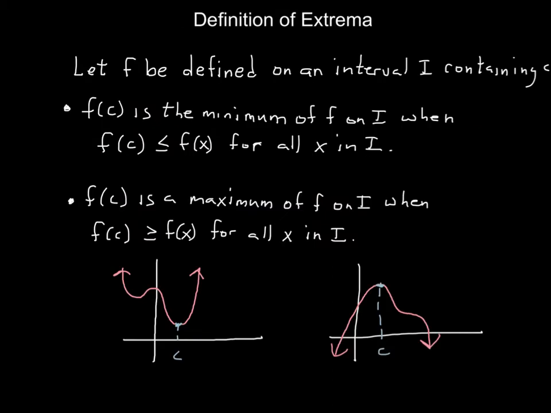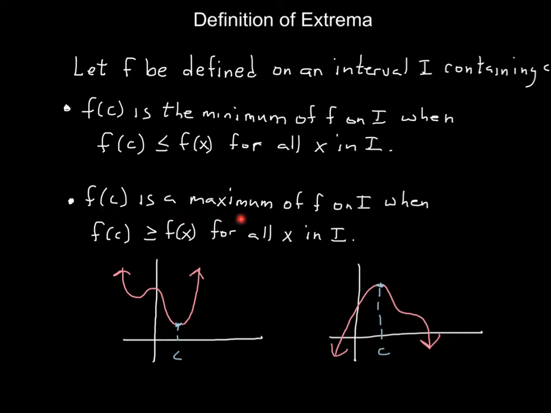Let's look at a definition of what it means to be an extrema. We're going to let f be a function that's defined on an interval I containing the number c, x equals c. f of c is a minimum of f on that interval I when f of c is less than or equal to f of x for all values of x in that interval I. So in other words, f of c is a minimum if it is the smallest value that the function achieves on the interval.